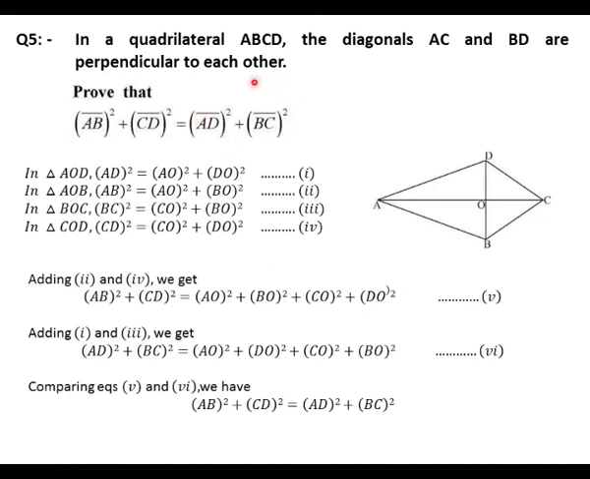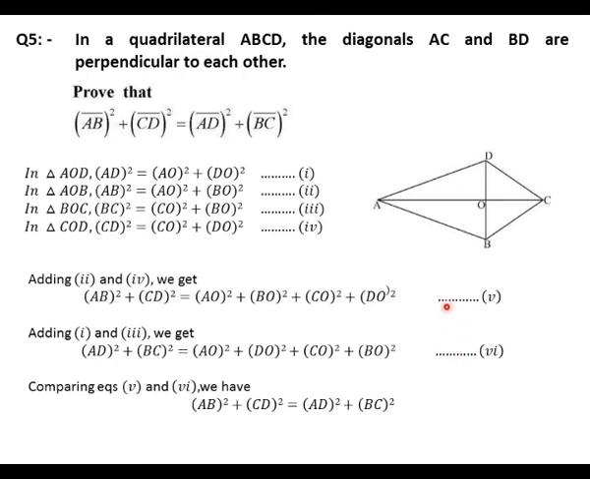And if we look at the right side of this equality, we are having AD square plus BC square. So AD square is the left side of equation 1 and BC square is the left side of equation 3. So we are adding equation 1 and equation 3. On the left side we will have AD square plus BC square is equal to AO square plus DO square plus CO square plus BO square. We named those equations equation 5 and equation 6.